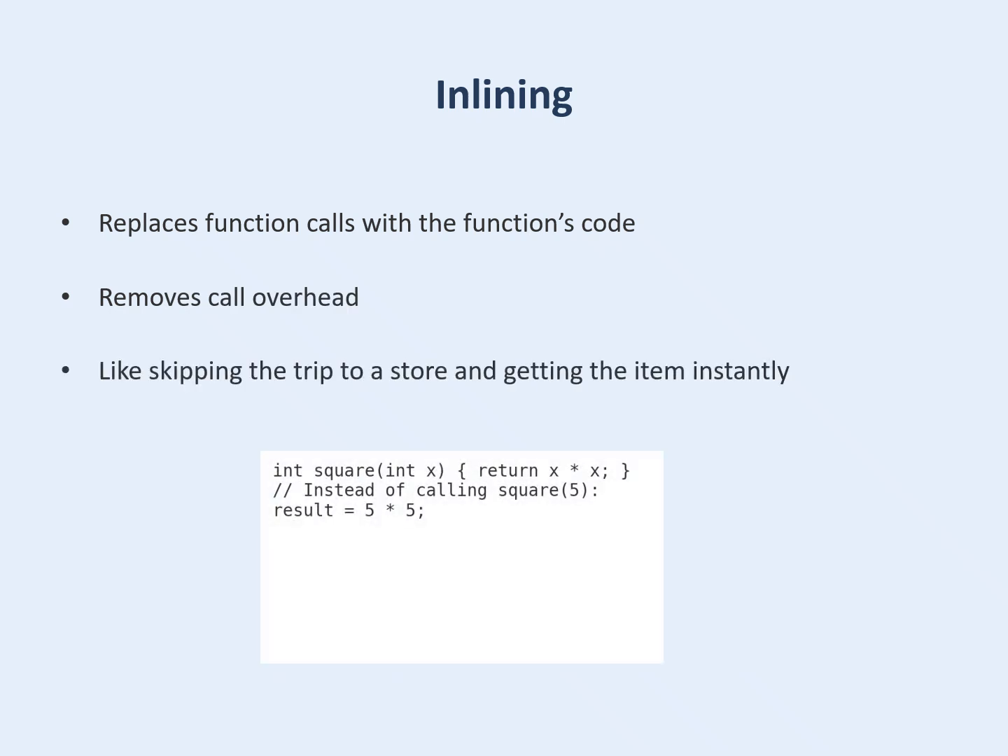When you call a function, the program has to pause, jump to that function code, run it, and then come back. Inlining removes that pause by replacing the function call with the function's actual code. It's like skipping the trip to a store and having the item instantly appear in your hands. No travel time, just results.